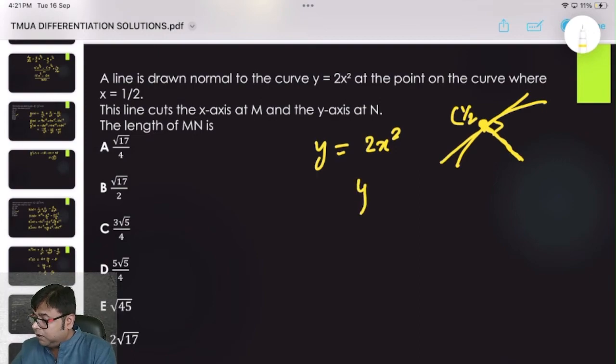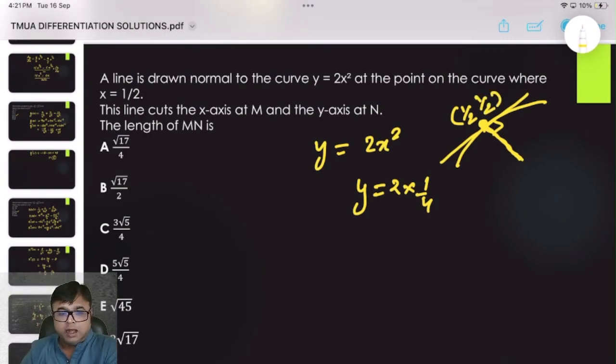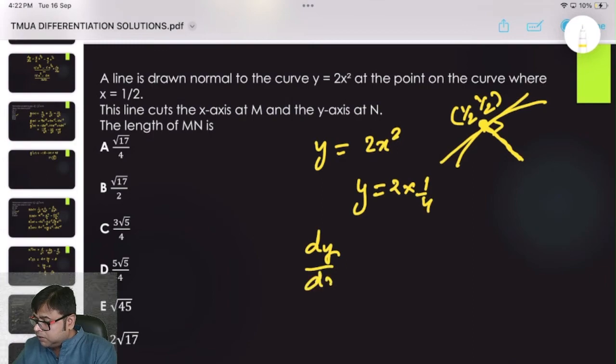Y will be 2 into 1 by 4, which is again half. The point that I have is half comma half. Now it just boils down to finding the slope. So slope of the tangent is dy by dx, which is 4x, right? 4x and x is half. So 4 into half is 2.